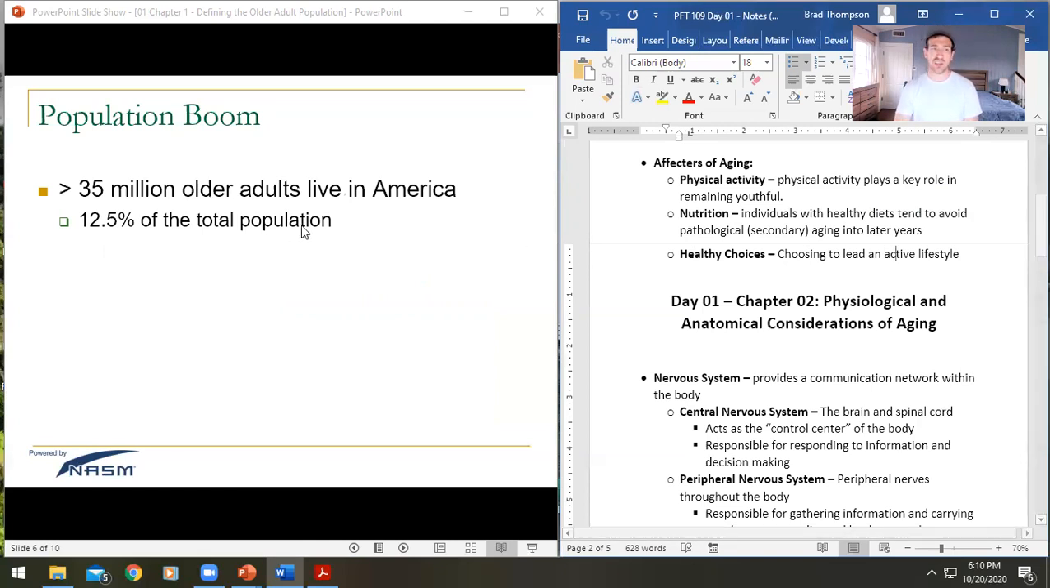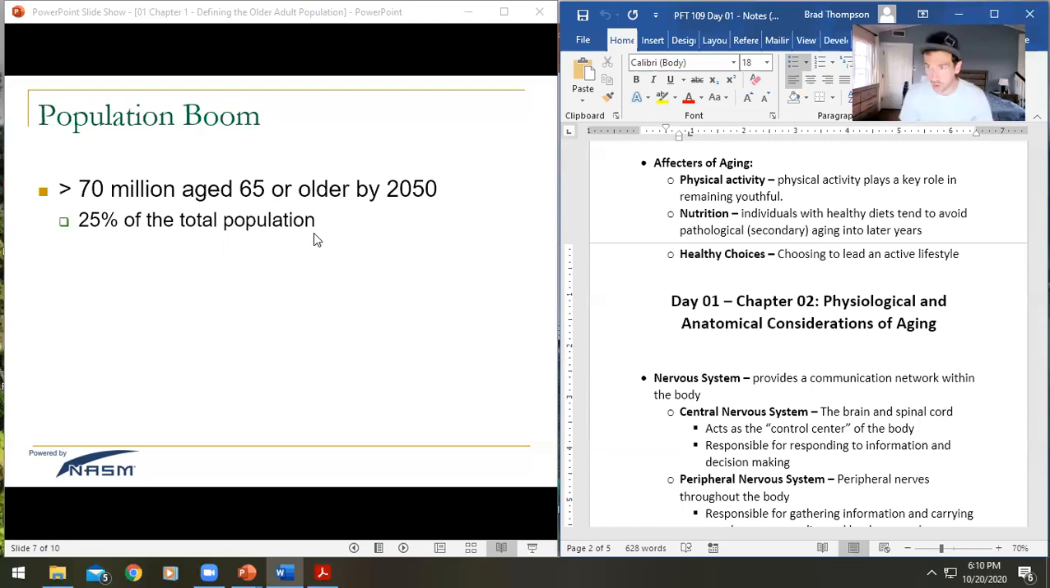But talking about seniors in general, we've got about 35 million older adults living in the U.S. right now. It's about 12.5% of the overall population. But that is seniors 65 and older. Here's the thing: by the year 2050, we're expecting to have about 70 million, and it'll be about 25% of the population. When we talk about baby boomers, that is a huge population boom that happened, and they are not seniors yet. These are people who are still in the workforce.